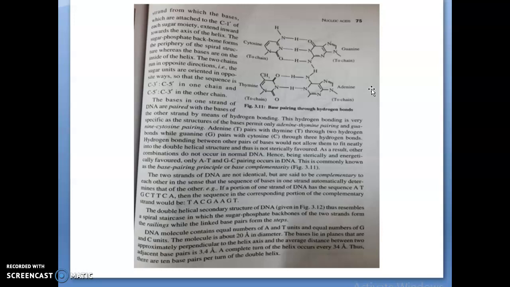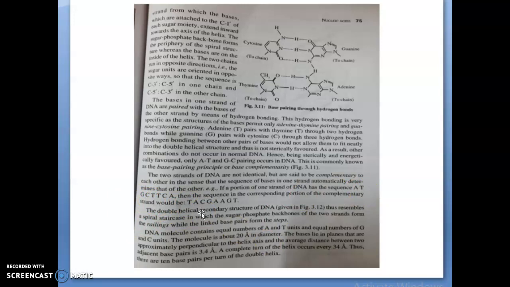Let us take an example. When the sequence of one strand of DNA is adenine, thymine, guanine, cytosine, thymine, cytosine, adenine, the corresponding complementary strand would be as follows. Adenine's complement is thymine, thymine's complement is adenine, guanine's complement is cytosine, and likewise for the rest.